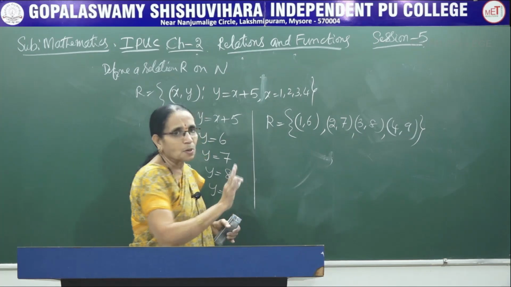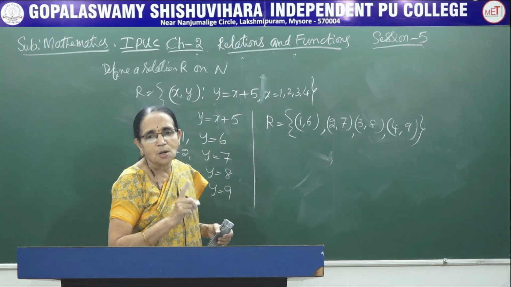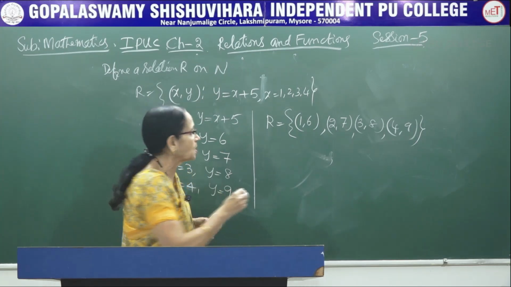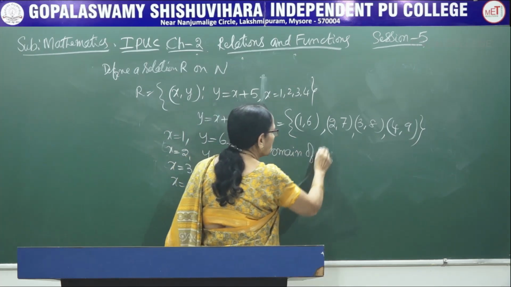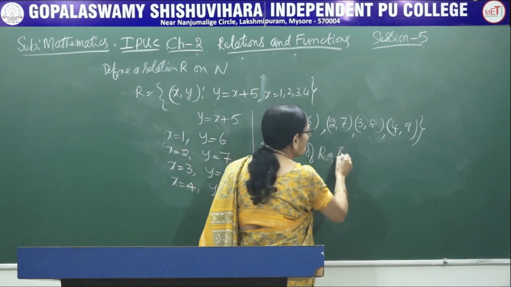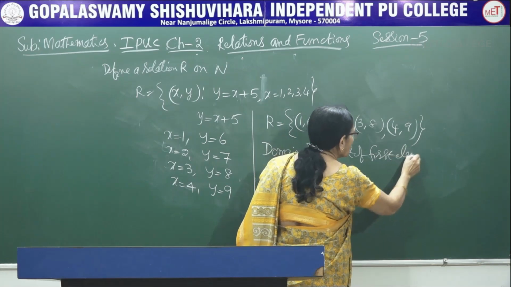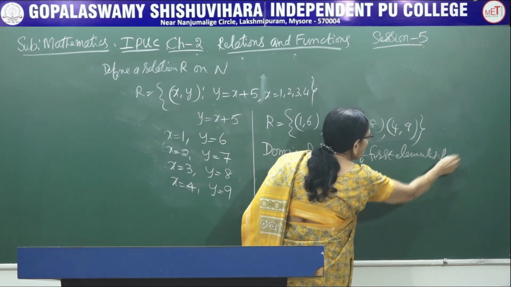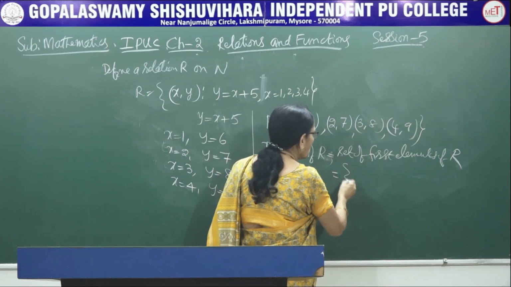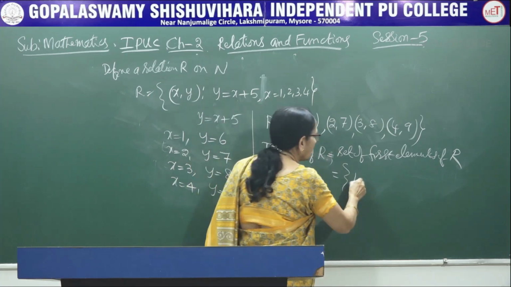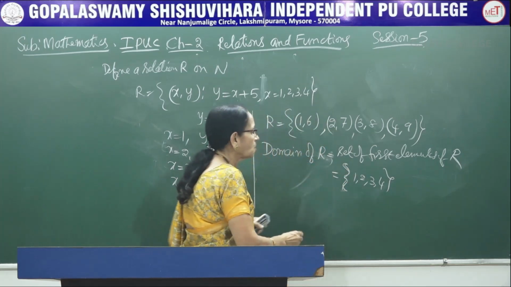Now, you have given the answer for the first part of the problem. The second part is you have to calculate the domain as well as the range. Therefore, you write the domain of R. What is the domain of R? It is nothing but the set of the first elements of R. What are the first elements? 1, 2, 3, 4. Or whatever values you had considered earlier for x, they become the domain here. It is 1, 2, 3, 4.